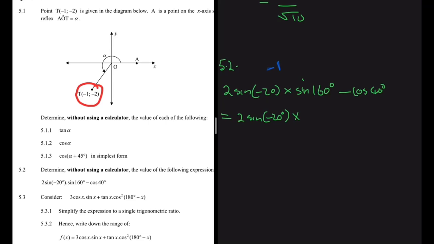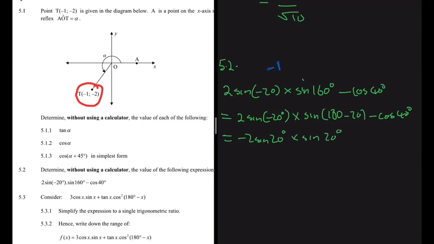So what can you do to sine of 160? We know fully well that sine of 160 is basically sine of 180 minus 20 degrees. And then minus cos of 40 degrees. Let's leave cos of 40 degrees like that, just for the moment. So 2 sine of minus 20, that's the same as minus 2 sine of 20 degrees. And then sine of 180 minus 20. So we are in the second quadrant, right? 180 minus 20 degrees. We know fully well that sine is positive in the second quadrant. So we can write that as sine of 20 degrees.